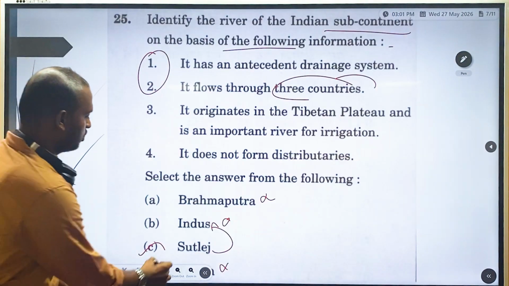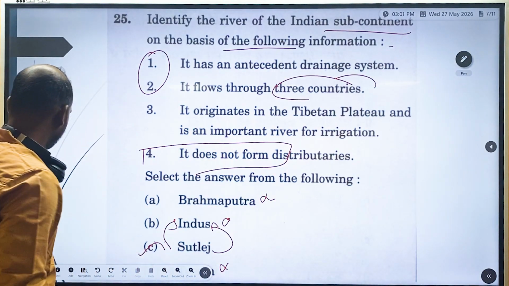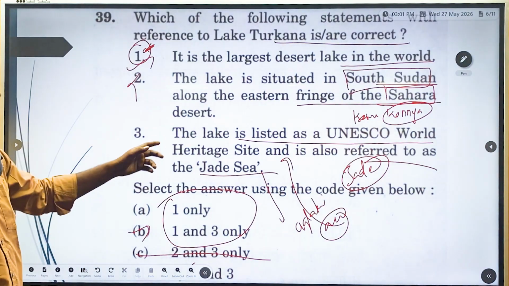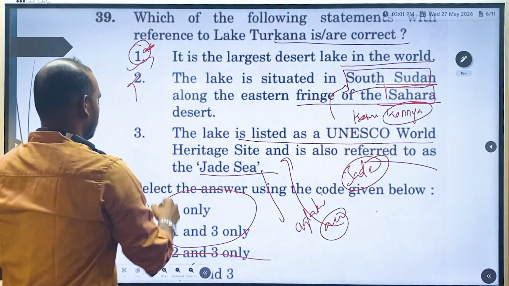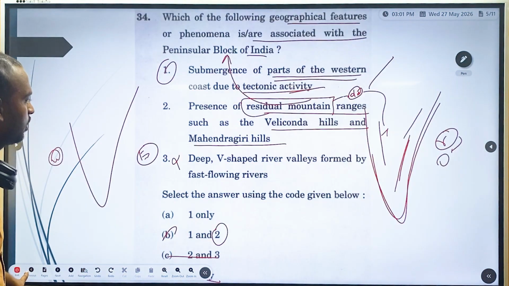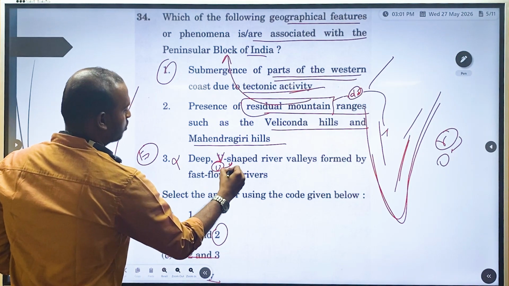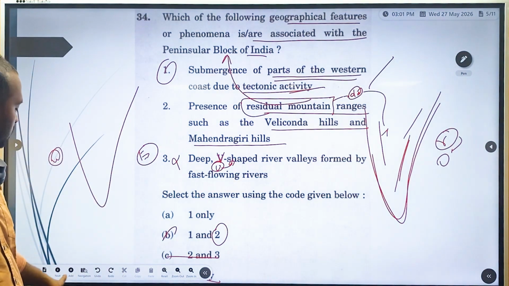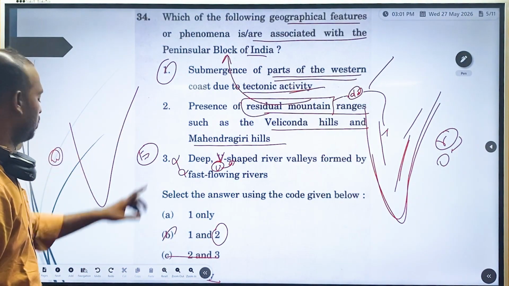Here Satluj joins with Indus. With this one important point, you can eliminate this. Here this is South Sudan and Kenya. So statement 2 is wrong. You can get the answer. Here, a deep V-shaped valley, U-shaped valley, should be found because it is a matured phase and also it is not a fast flowing river. So statement 3 is wrong. 1 and 2 is correct.